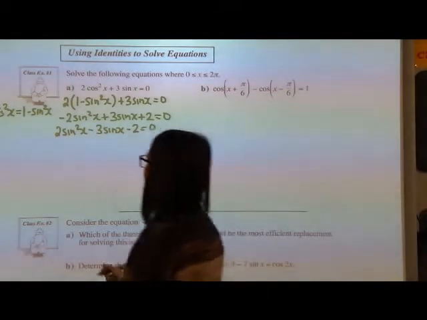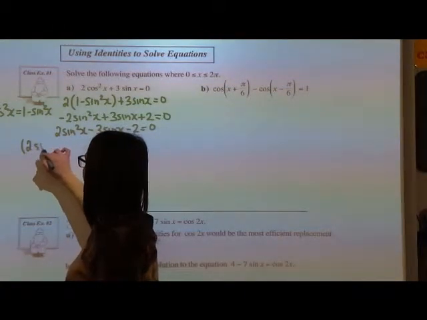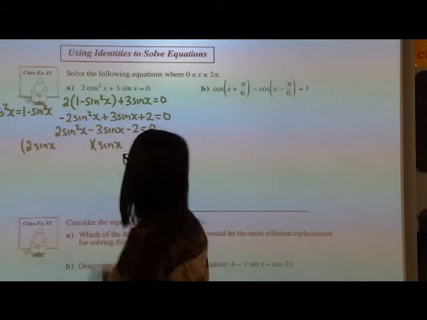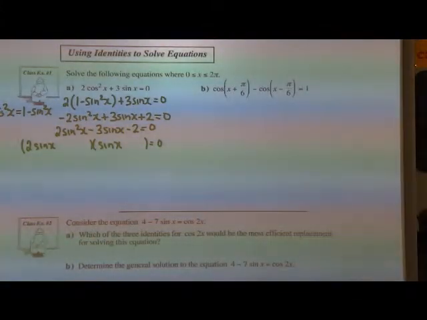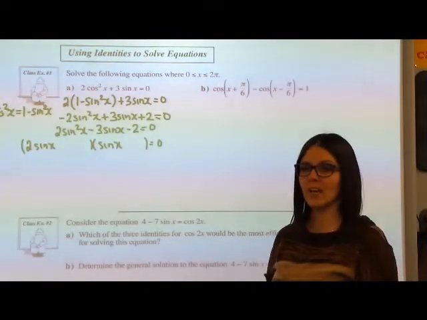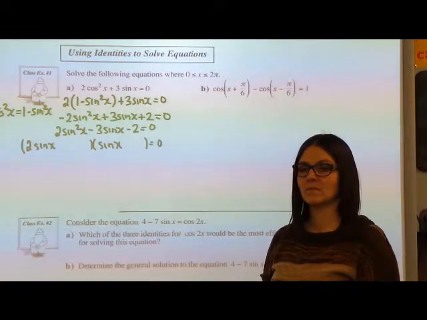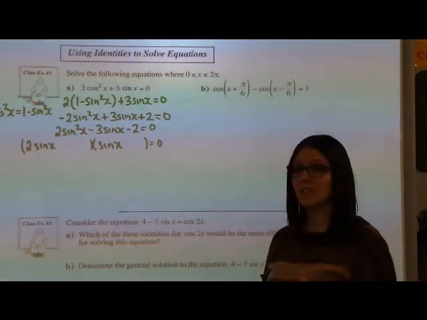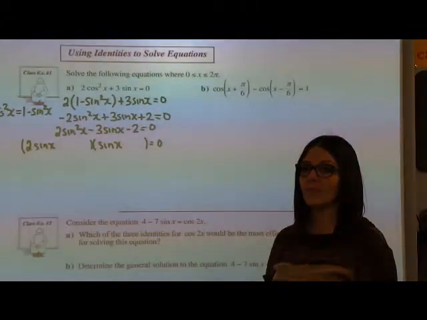So how do I get 2 sine squared x? If I multiply 2 sine x and sine x, that's going to give me my 2 sine squared. Then I need this negative 2. So what two numbers multiply together to give me negative 2? 2 and 1, one has to be positive, one has to be negative. And I have to put it in such a way so that my middle term is going to be negative 3. So where do I put the 2 and where do I put the 1?